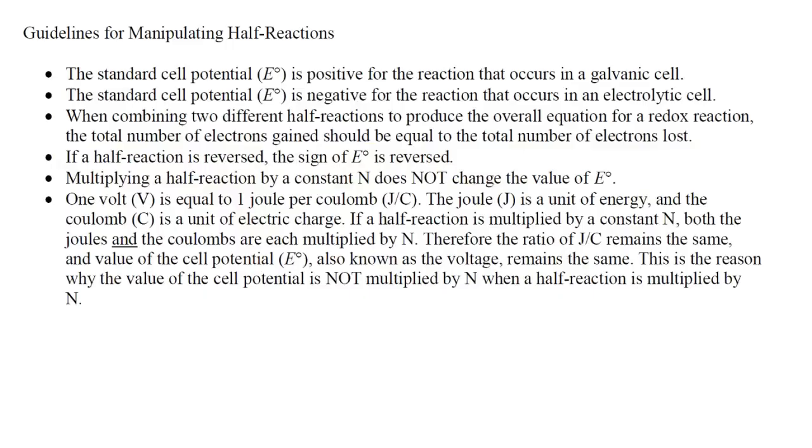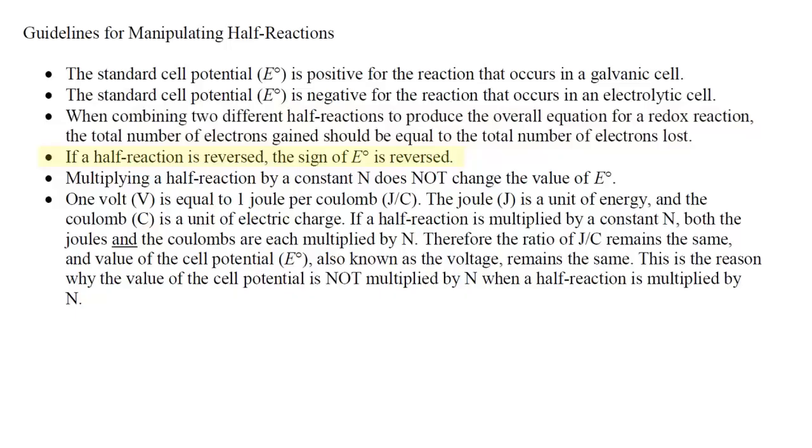Now, these were the guidelines I had mentioned in my video for topic 9.9. So when combining two different half reactions to produce the overall equation for a redox reaction, the total number of electrons gained should be equal to the total number of electrons lost. We saw this back in question 1, where lead was reduced from +2 to 0, and so that was gaining 2 electrons, but then magnesium was oxidized from 0 to +2, and that was losing 2 electrons. So we definitely have to make sure that the electrons lost are the same as the electrons gained.